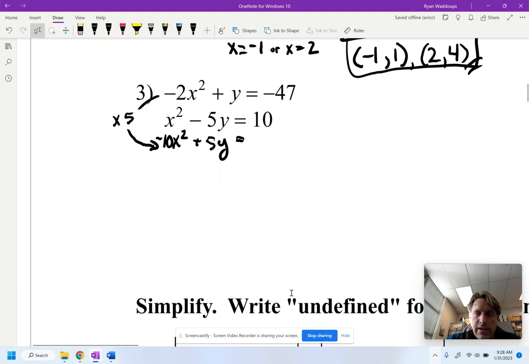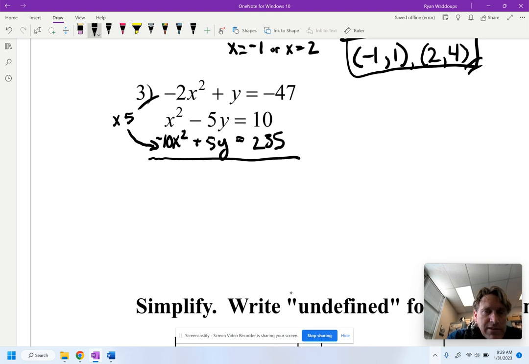I'm going to grab my calculator. 5 times 47 would be 235. And then I add them together. X squared minus 10x squared is negative 9x squared. The negative 5y and plus 5y cancel each other out. And 10 plus 235 is 245.